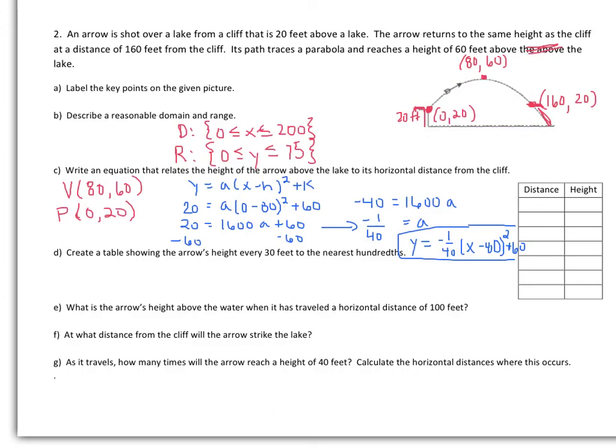Now it says create a table showing the arrow's height every 30 feet to the nearest hundredths. So you can go ahead and fill that in yourself. You can just plug in the x values, the distance every 30 feet to the nearest hundredth. So let's make the first x value 30, and then 60, then 90, and then another 30 would be 120, and then 150, 180, and then 210. Okay, so use those values, plug them into the equation to figure out what your y value height is, and I'm going to have you fill that in and come to class with that tomorrow.